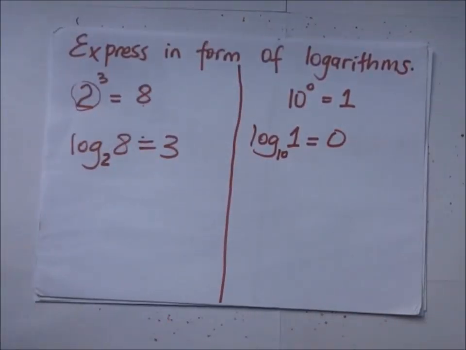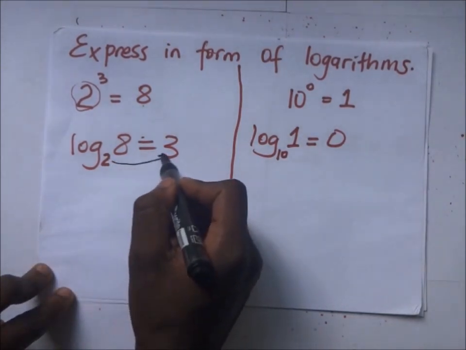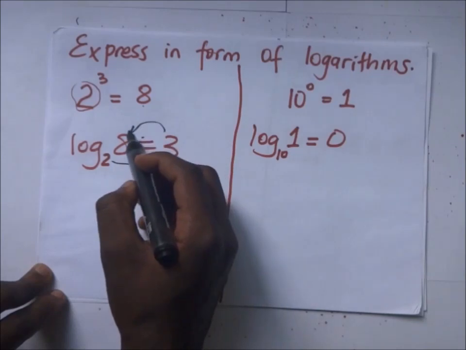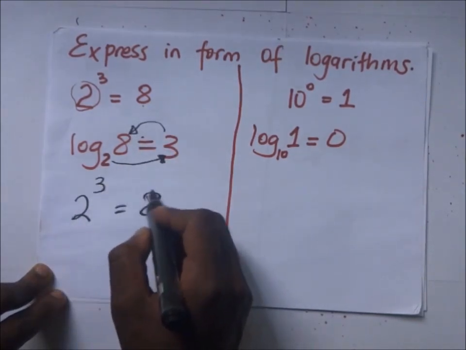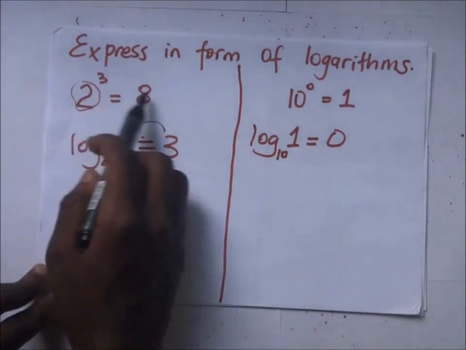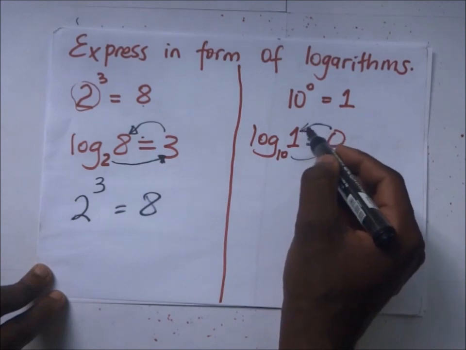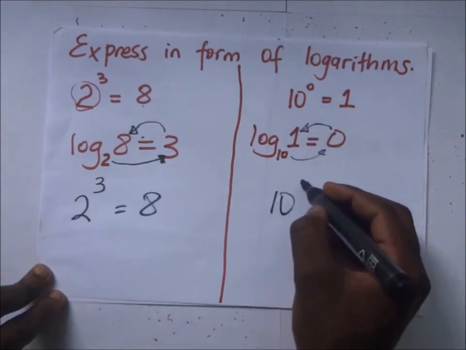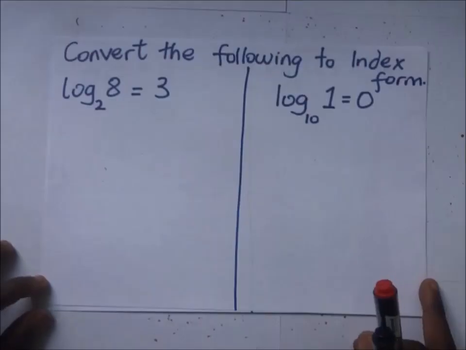Now, if you look at these numbers that we've just done, if you have to try and convert them back to index form, this is the pattern. So the pattern here will be 2 to the power 3 is supposed to give us 8. 2 to the power 3 is equal to 8. And this one takes us back to this. Likewise here, 10 to the power 0 is equal to 1. It takes us back to that.